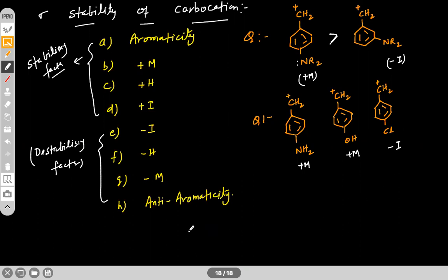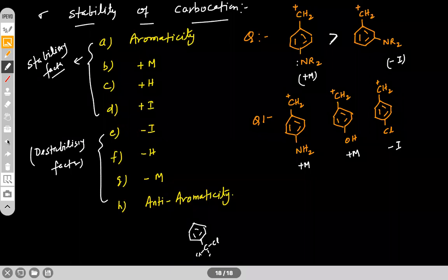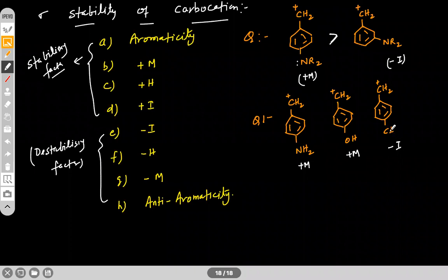Minus H is possible when we have this, CCl, Cl and Cl, right? Then minus I is possible, minus H is possible. It is not, chlorine is directly attached to this. So only minus I is possible here. Correct, no? Right? Okay. So obviously the third one, this is the destabilizing factor. So this is the least stable.